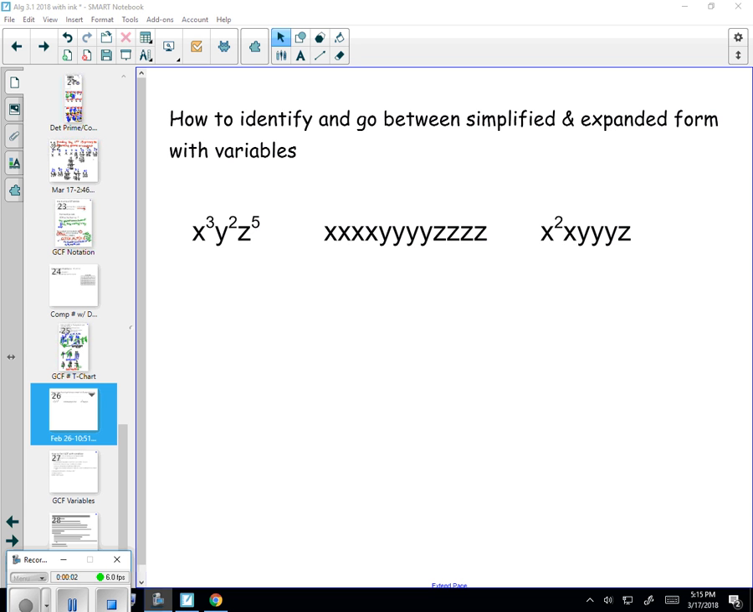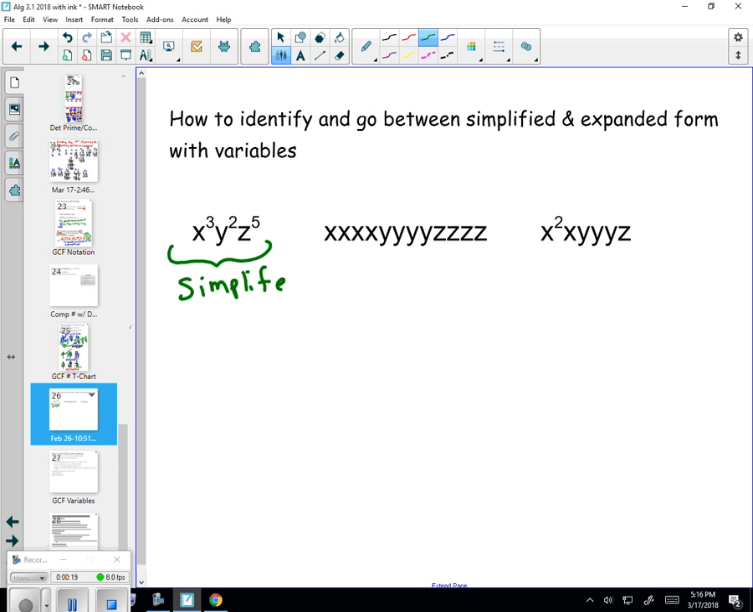How to identify and go between simplified and expanded forms with variables. Simplified means we have as little writing as possible. Expanded means there's a ton of writing. This is an example of simplified. You have both variables as a base and exponents.